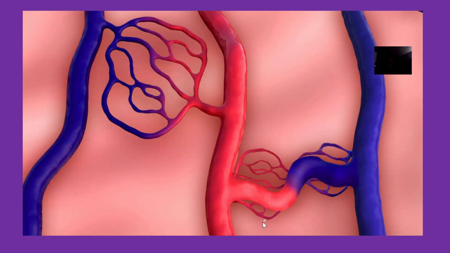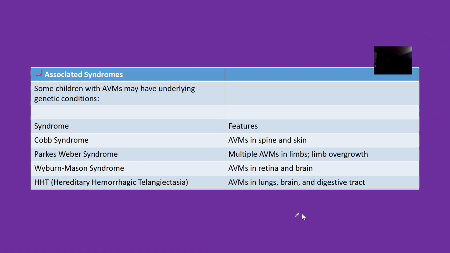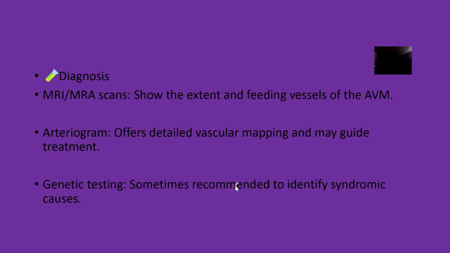Okay, abnormal connection between an artery and a vein. So associated syndromes, if you see it in a child, you might be suspecting things like Cobb syndrome, Parkes Weber syndrome, Wyburn-Mason syndrome. We're not saying it's only these ones, but you mostly see it associated with these ones.